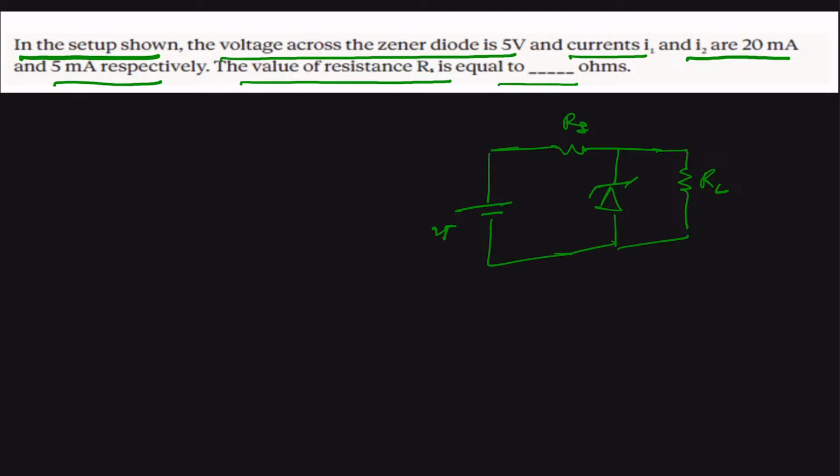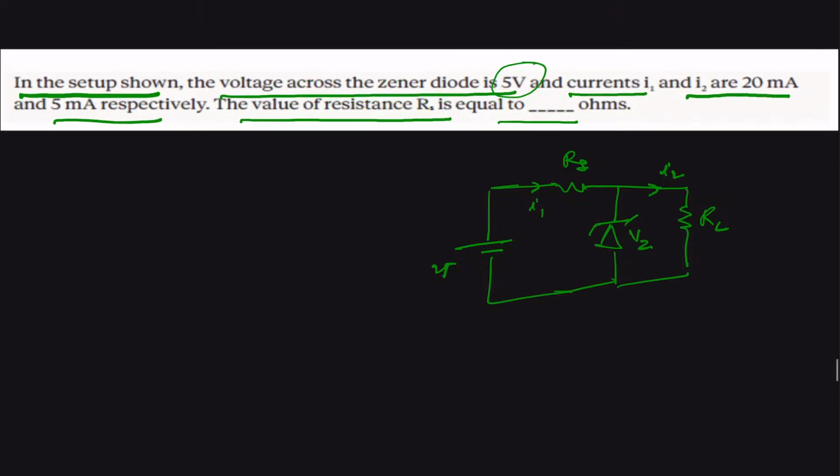And we are given that the current from here is I1, from here is our I2. And we have to remember that a Zener diode works as a voltage regulator. The voltage across the Zener diode is given as 5 volt. That means the voltage across the Zener diode will always be 5 volt. It is not going to change. That we have to remember. So we can say that the Zener voltage is Vz.